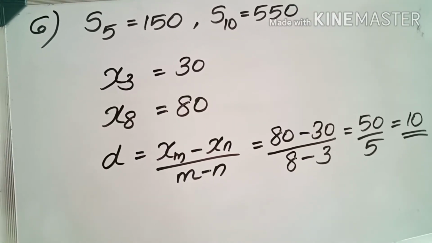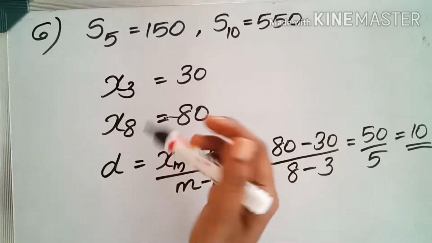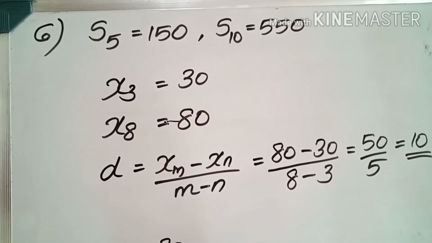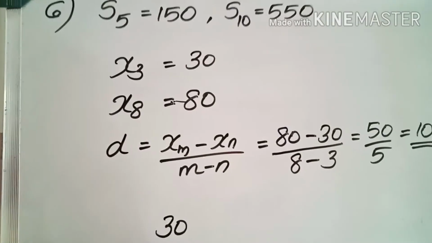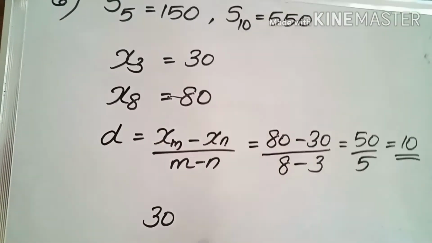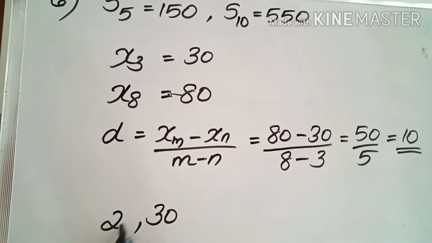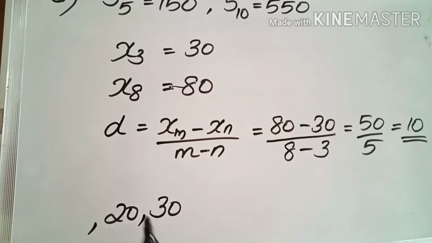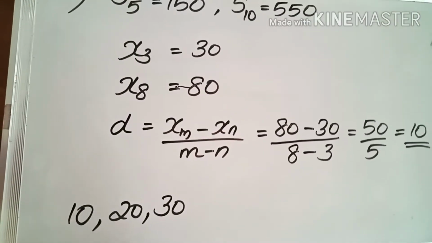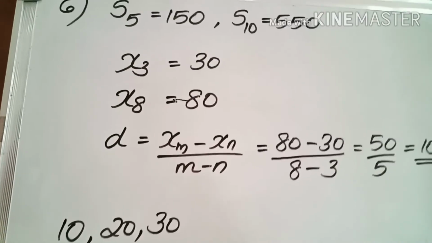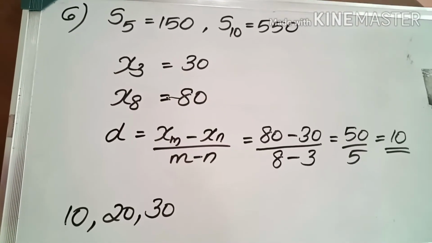Then how will we find the terms? The first 3 terms. The third term we have is 30. So from 30 we can go backwards. The second term will be minus the common difference, 30 minus 10. So the second term will be 20. Now the first term will be 20 minus 10, so 10. So 10, 20, 30. These are the first three terms of this particular sequence.